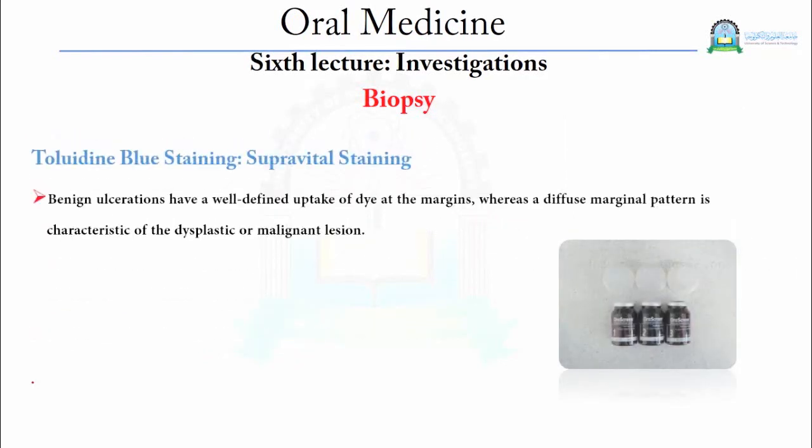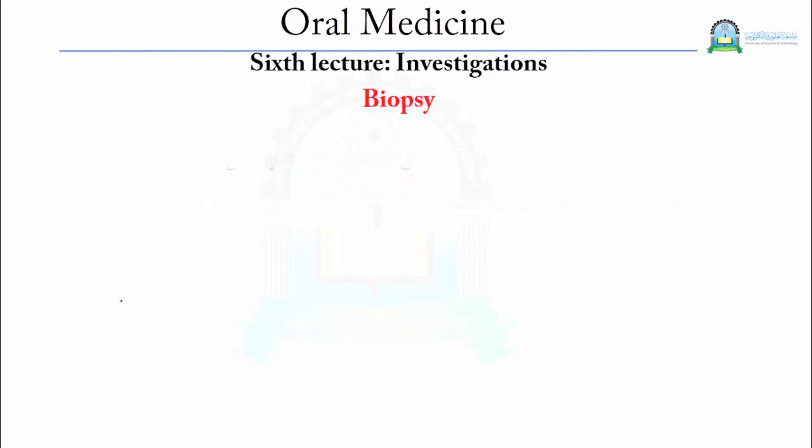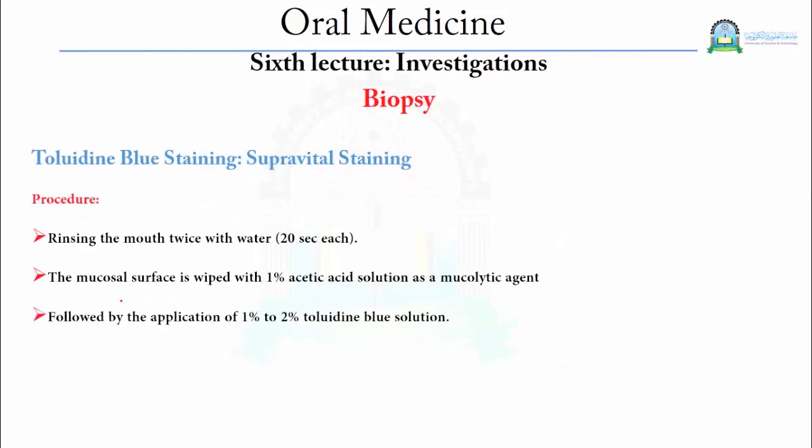Toluidine blue staining: benign ulcerations have well-defined uptake of dye at the margins, whereas the diffuse marginal pattern is characteristic of dysplastic or malignant lesions. So the vital stain toluidine blue is very beneficial in determining the malignancy or the malignant transformation of the ulcerative lesions.